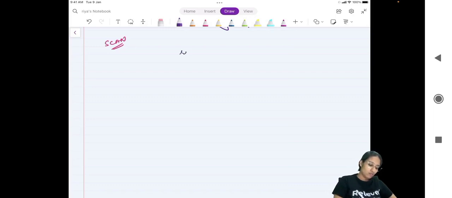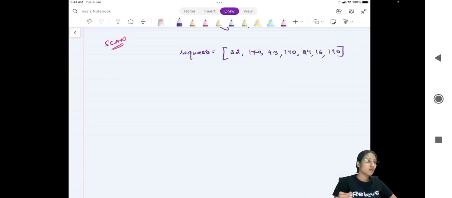So in scan, the request will be the same. I'm not able to copy, so I'll write it down again, which was 82, 170, 43, 140, 24, 16 and 190. Okay, and here initially let's say the head is at 50, and we will start moving towards a direction.